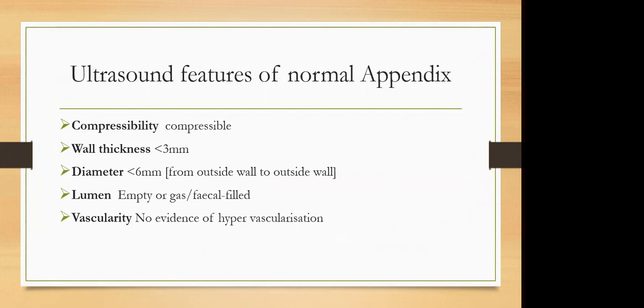We look at the ultrasound features of a normal appendix. Compressibility: the normal appendix is compressible. The wall thickness is less than 3 millimeters. The diameter is less than 6 millimeters. When we're talking of the diameter, we measure from outside wall to outside wall. The lumen should be empty, or sometimes gas or fecal filled. And vascularity: there should be no evidence of hypervascularity.